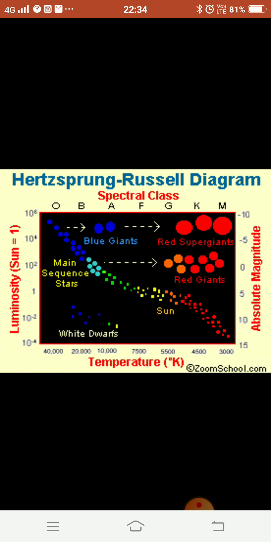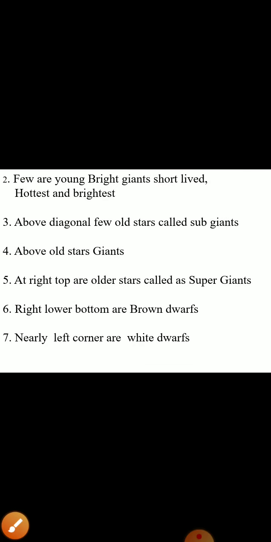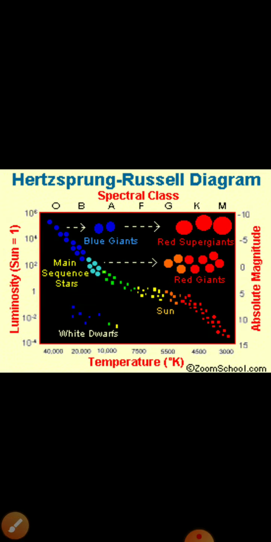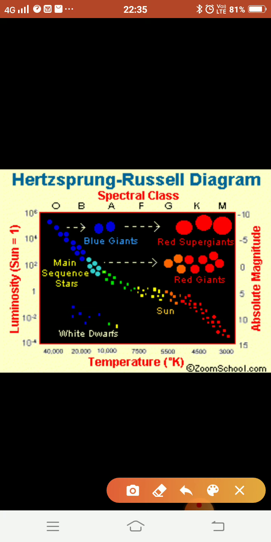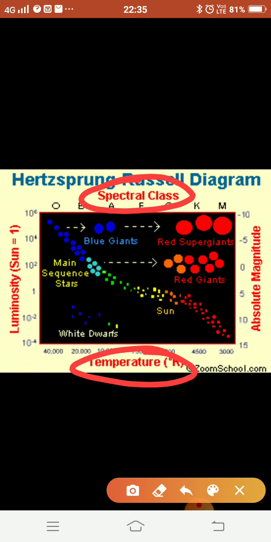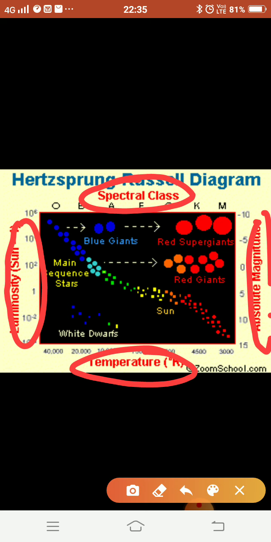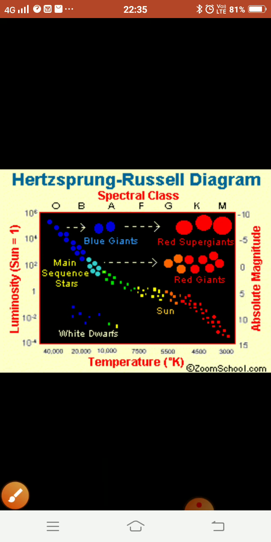So like this, we can explain the HR diagram, and it looks like this. So here in this diagram, temperature and category of star or color of the star are taken along the x-axis. Luminosity and absolute magnitude or brightness are taken along the y-axis.